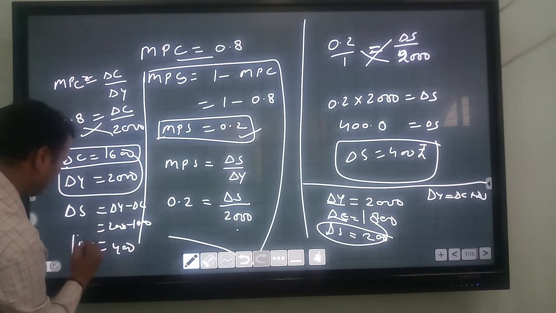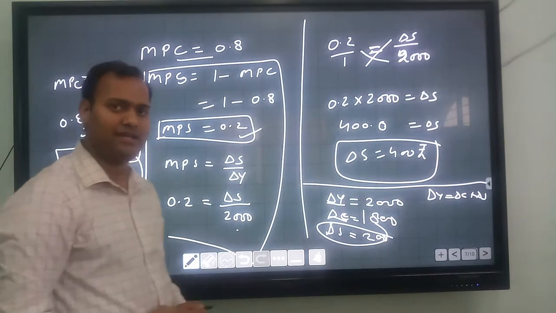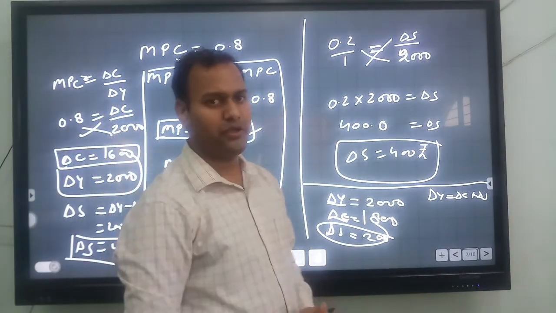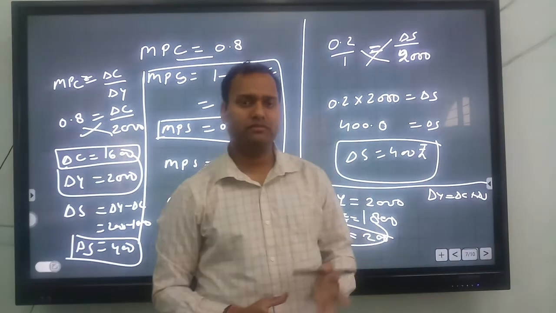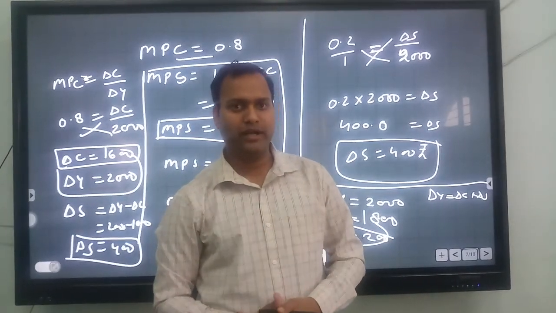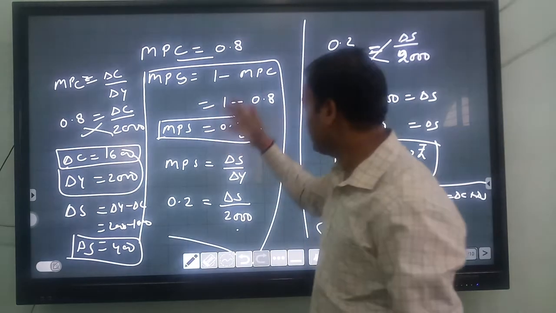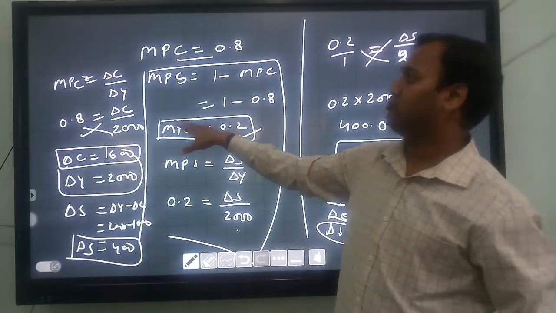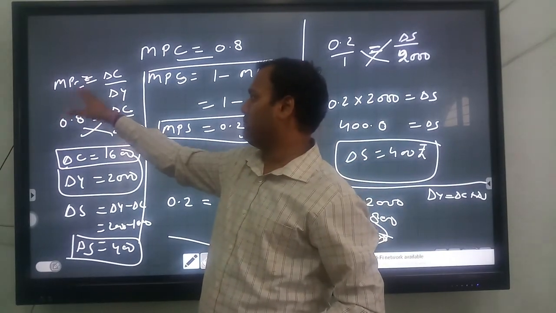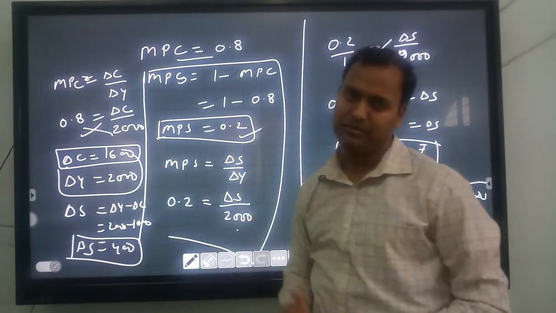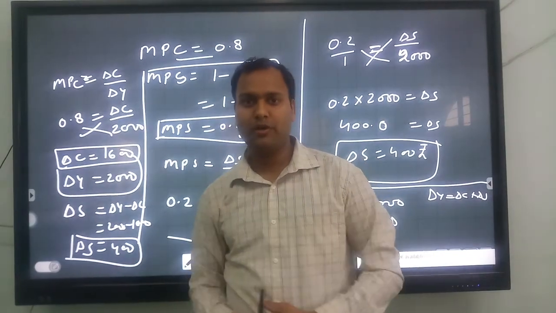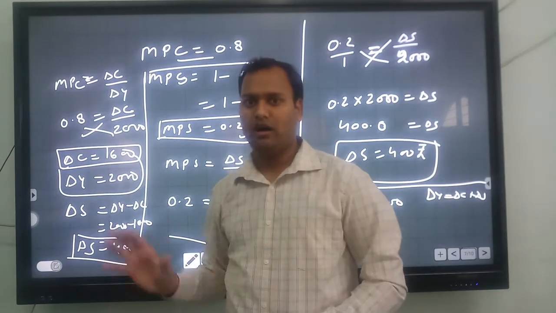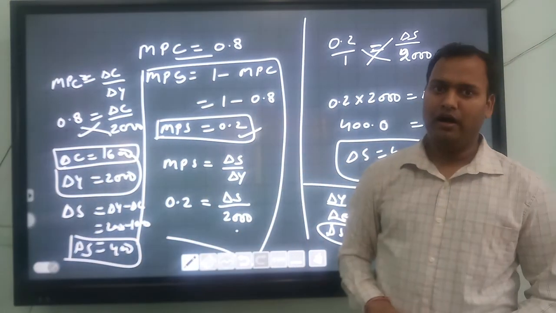Okay. So there are many ways to calculate delta S. There are three ways. First, you can directly equate using the equilibrium concept, that is delta S is equal to delta I, or you solve using the relationship between MPC and MPS, or you solve by the formula of MPC, that is delta C upon delta Y. Okay. So this is a numerical problem related to this chapter. I hope you understood the concept of how to solve the investment multiplier.